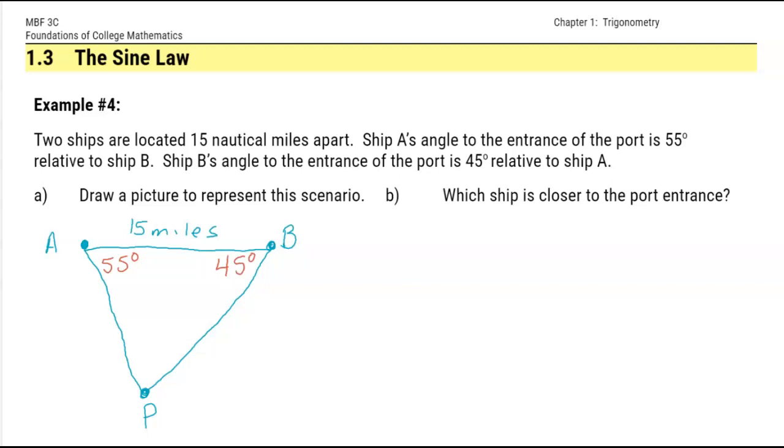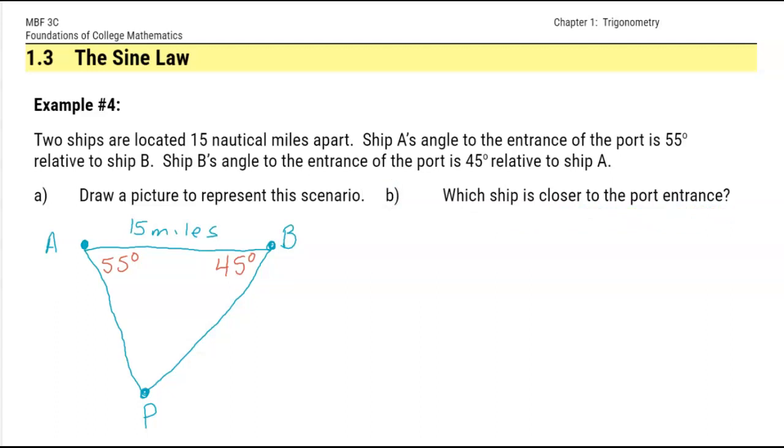Okay. So now let's look. I've got a good diagram here. Ship A is over here, ship B over here, and they're 15 miles apart. And I've got my port over here, and each ship is a certain distance away from that port. Okay, so now let's move on to part B of this question. It's asking which ship is closer to the port entrance?